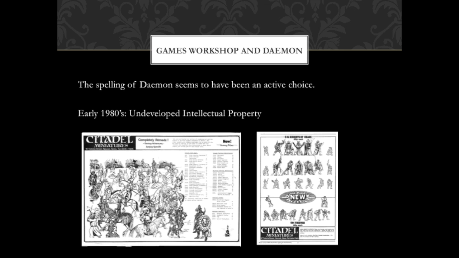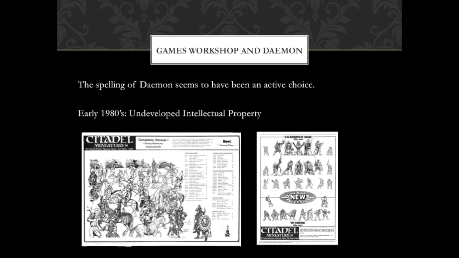But looking back at my books, I've been able to figure out roughly when that transition occurred. And because it's a transition, I would argue that it is a deliberate choice on the part of the game and fluff designers of Games Workshop.